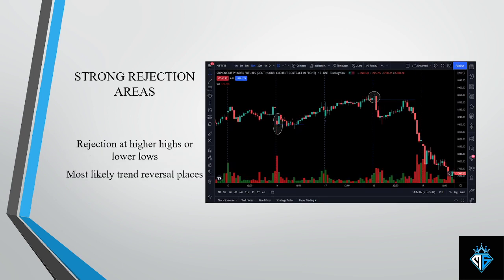Okay. So next one is the strong rejection area. This rejection might occur at higher highs or the lower lows of the trend. So this is most likely to be the trend reversal place. You see here, this is the rejection place. So the price came down and rejected again. This is the price rejection from the opening of the market, and the market came down and again retraced back and the market fell off. So this is the strong rejection place. They have accumulated more volume at these places.